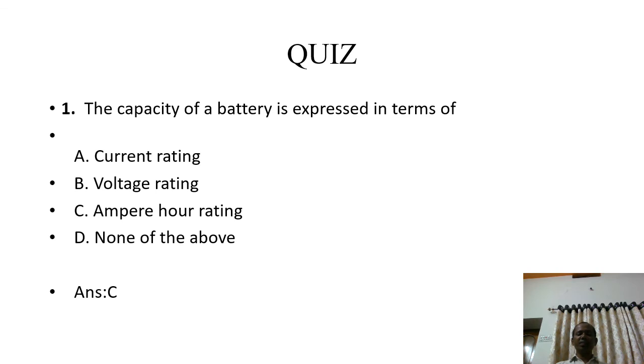What is the capacity of a battery? It is defined as the product of current in amperes and time in hours, which is called ampere hours. So the capacity of a battery is expressed in terms of ampere hour rating. This is the correct answer. C is the correct answer.